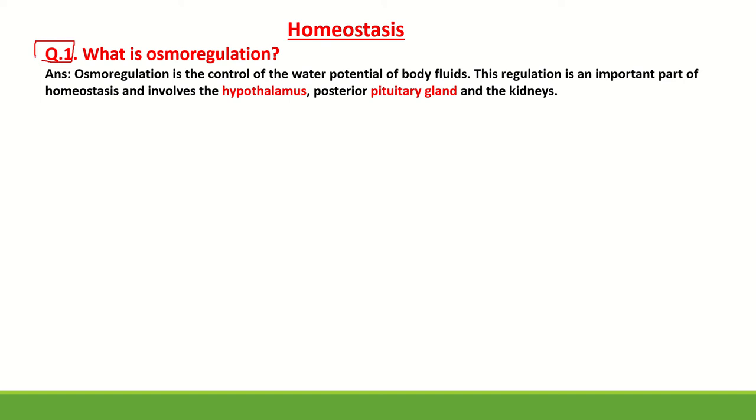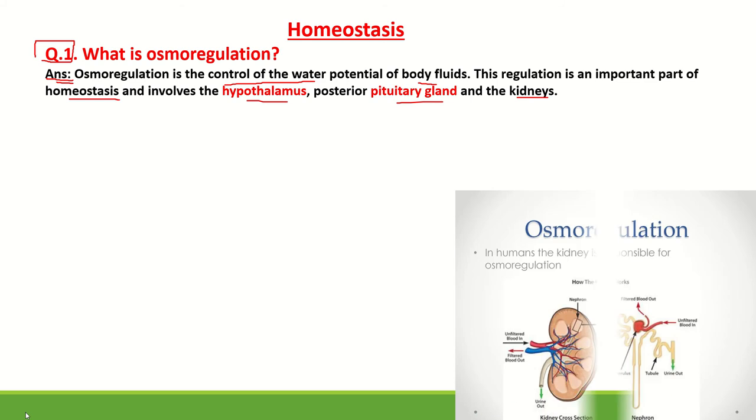What is osmoregulation? So osmoregulation is the control of the water potential of body fluid. That means the control of the fluids in the body. So this regulation is an important part of homeostasis and involves the hypothalamus, the posterior pituitary gland and the kidney. In humans, the kidney is responsible for osmoregulation.